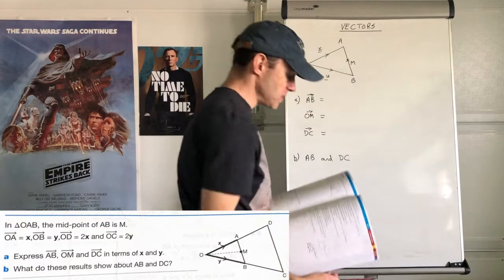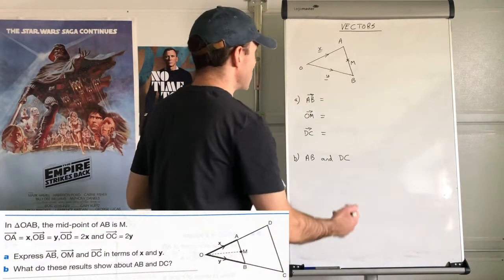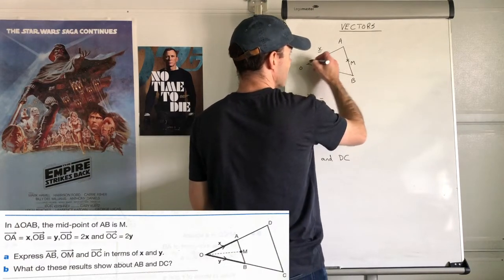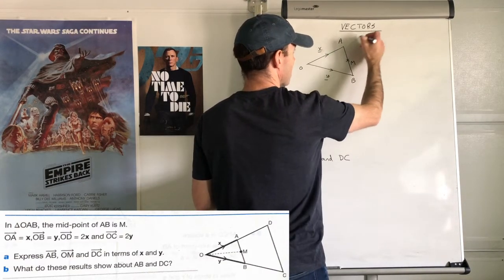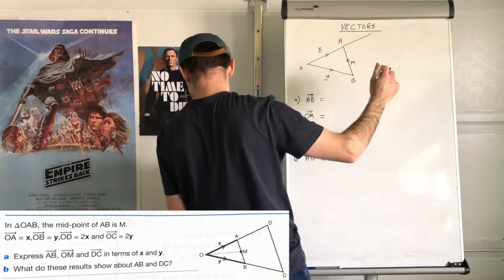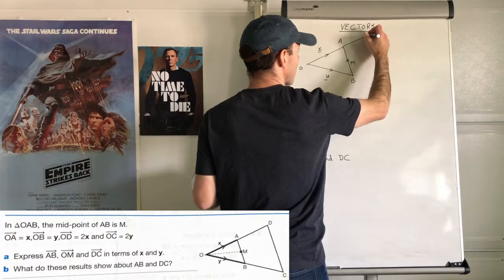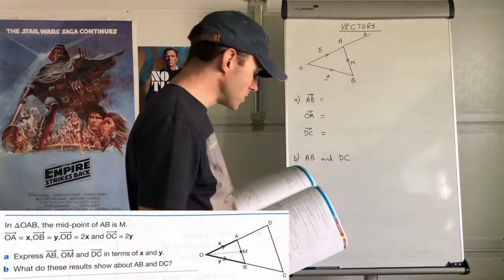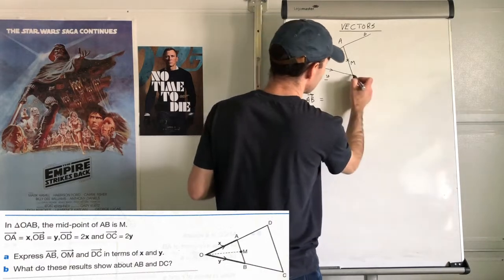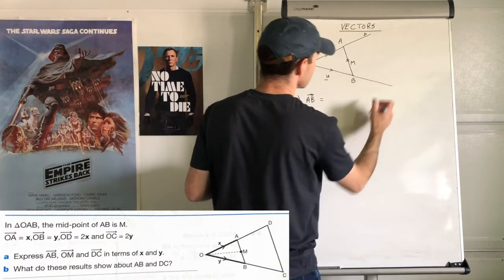It says that OD is 2X. That means O to A is X, so O to D is double that. So it's going to end up there. Can you see that? So I'm going to put it there like that, and that is OD. And it also says that OC is 2Y, so OB is Y, so O to C will be double that. So we're just going to write it like that.